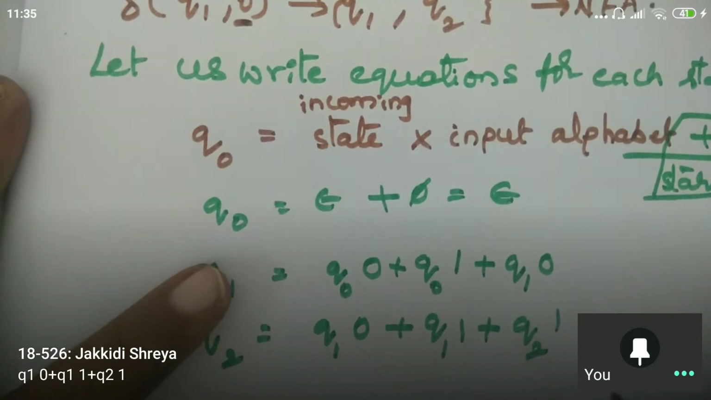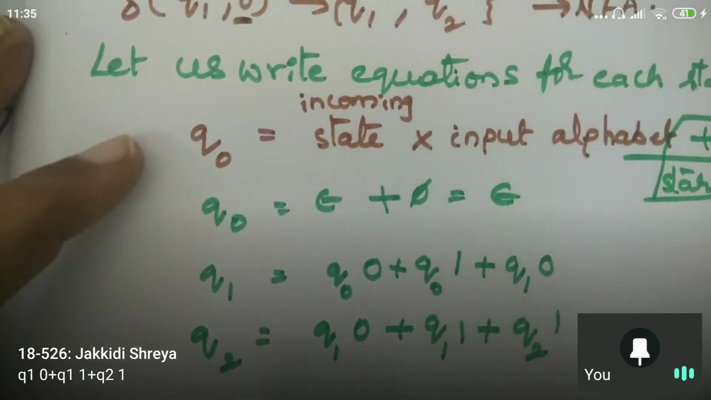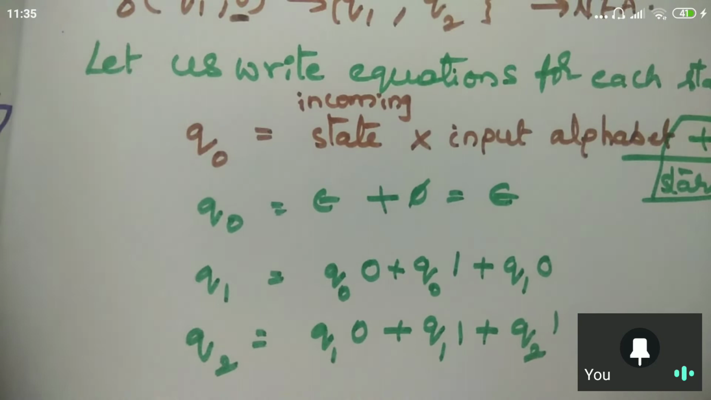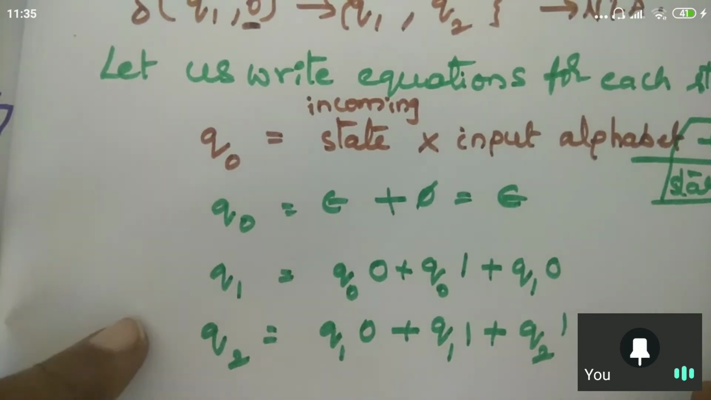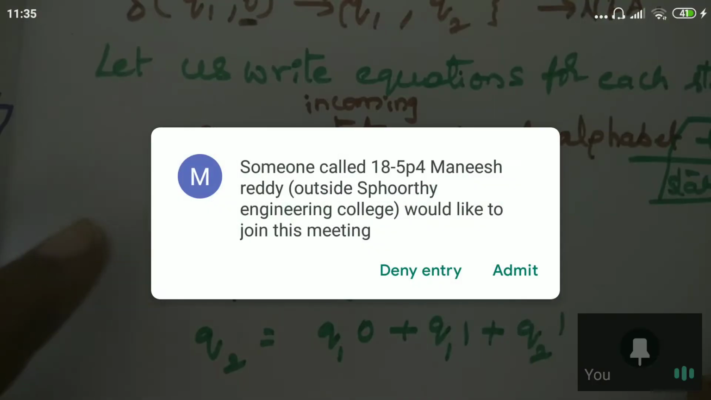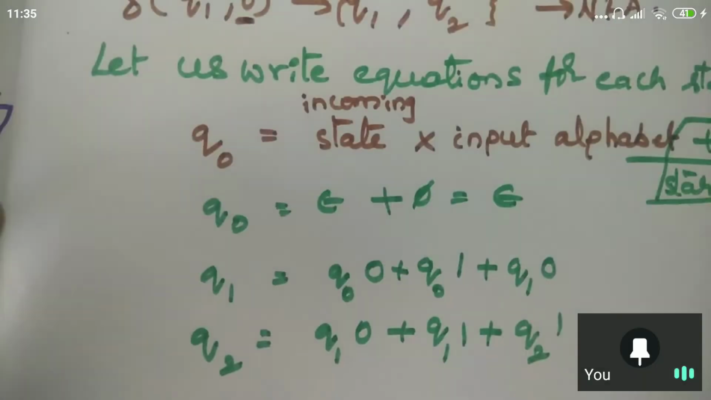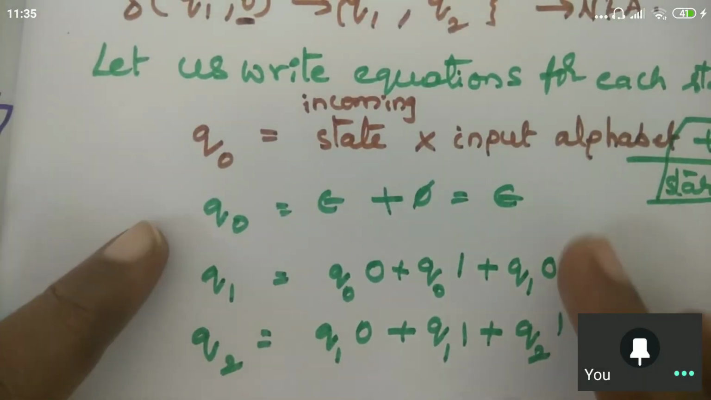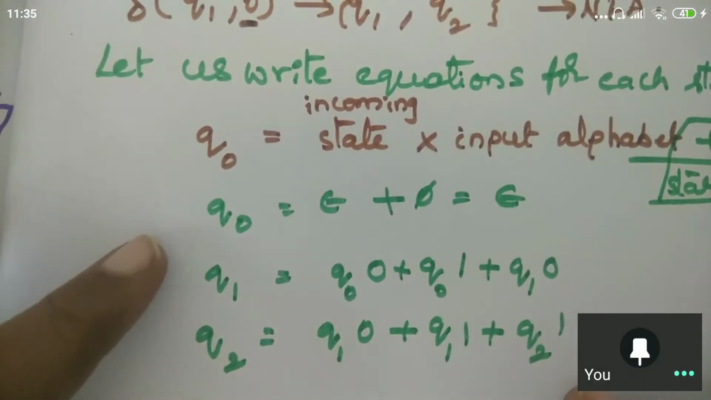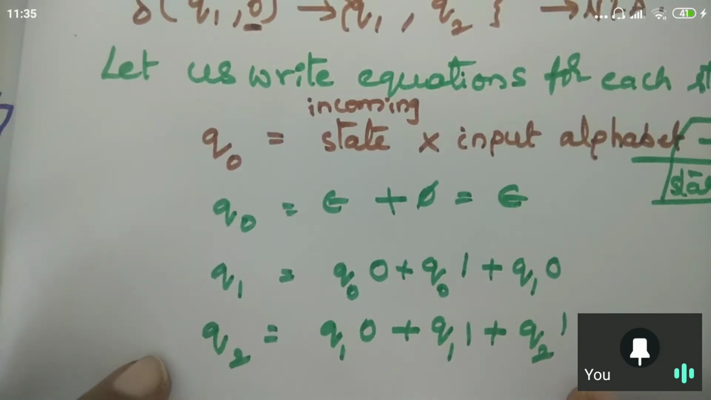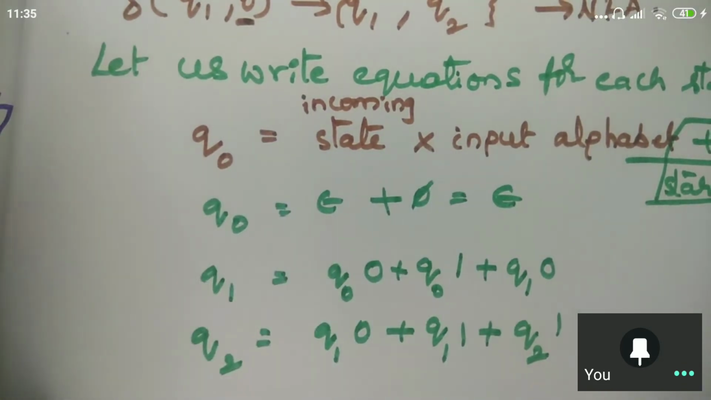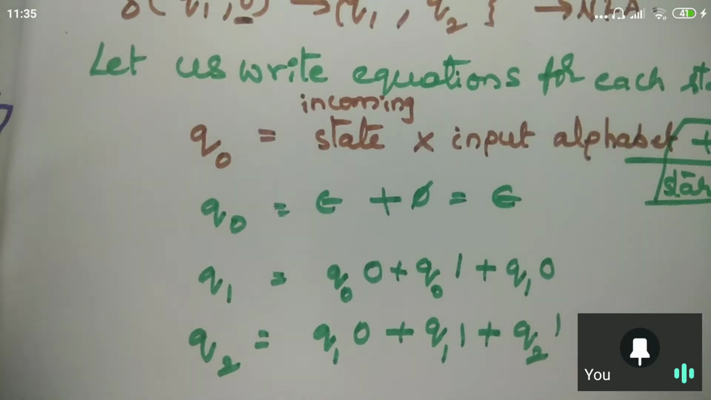Yes, Shreya has also given me the correct answer. So this is how we will be expressing them in terms of equations. Given a finite automaton, each state can be expressed as an equation. So this is how we will be writing. Now these equations we must solve, in order to get the resultant regular expression.